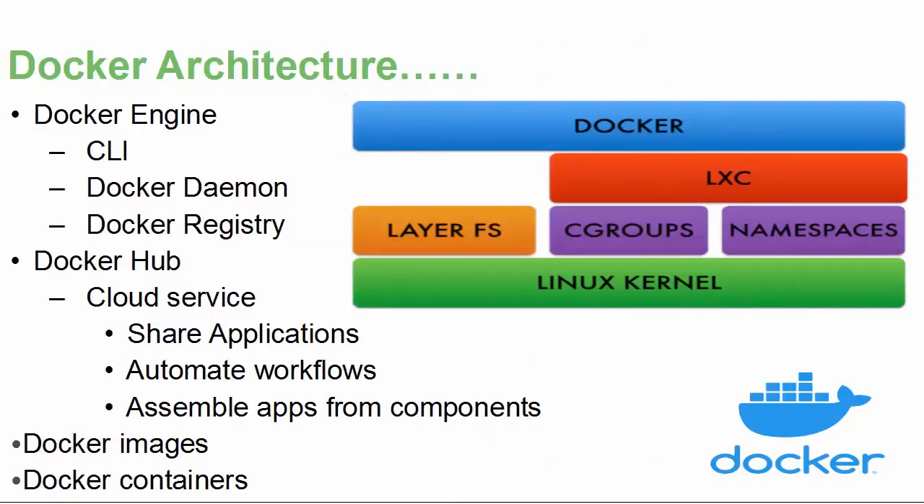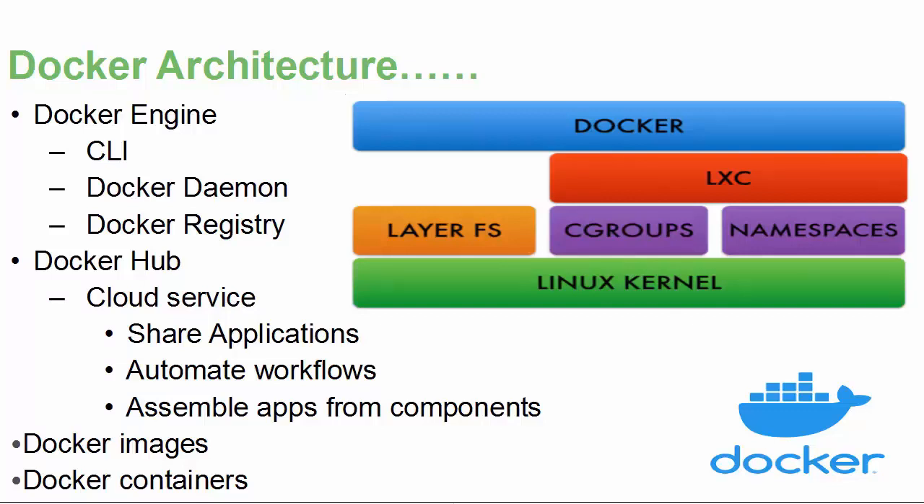Now let's talk about the Docker architecture. Whenever you install Docker, the Docker engine will be installed on your system. So Docker engine will contain Docker CLI, Docker daemon, and the Docker registry. Now there is something called DockerHub, which is a cloud-based service where you can share your applications, automate the workflow, and assemble apps from the components.